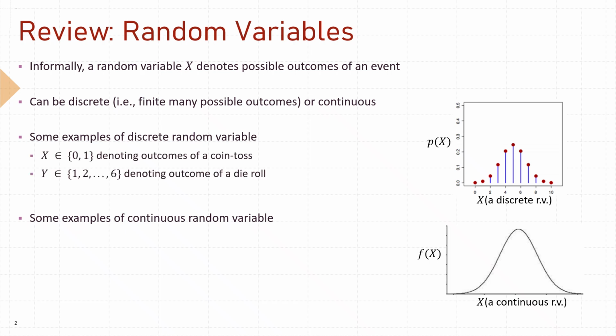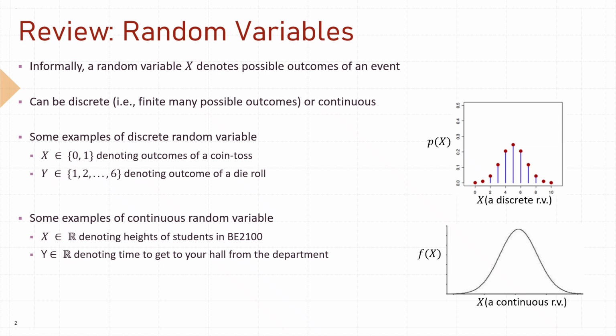For instance, a discrete random variable X can accept values 0 and 1 to represent outcomes of a coin toss, either heads or tails. Or a discrete random variable Y accepts values 1 to 6 to represent the outcome of rolling a six-sided die. As for continuous random variables, X can accept any value in real numbers to represent the heights of students in a B2100, which can vary continuously. Or Y can accept values in real numbers to represent the time taken to reach your hall from the department, which is also a continuous value.